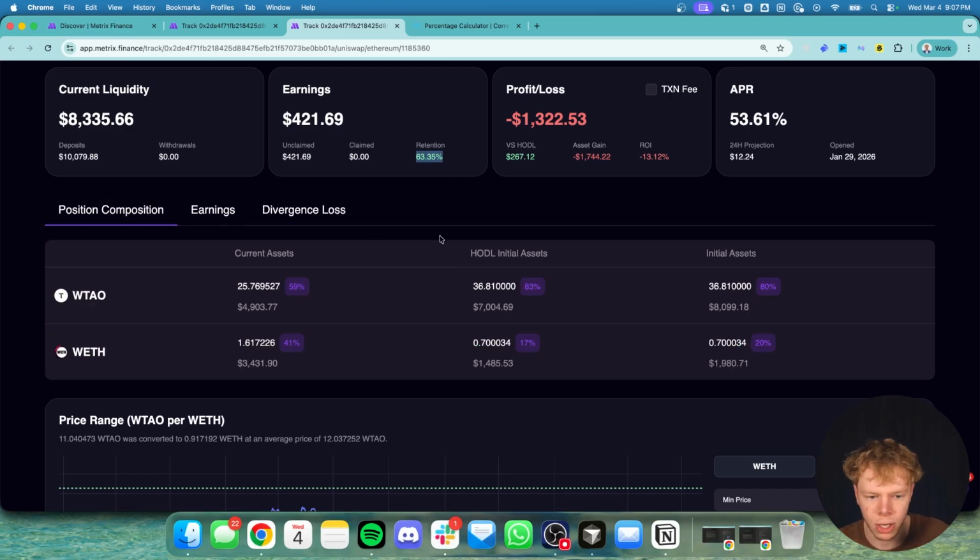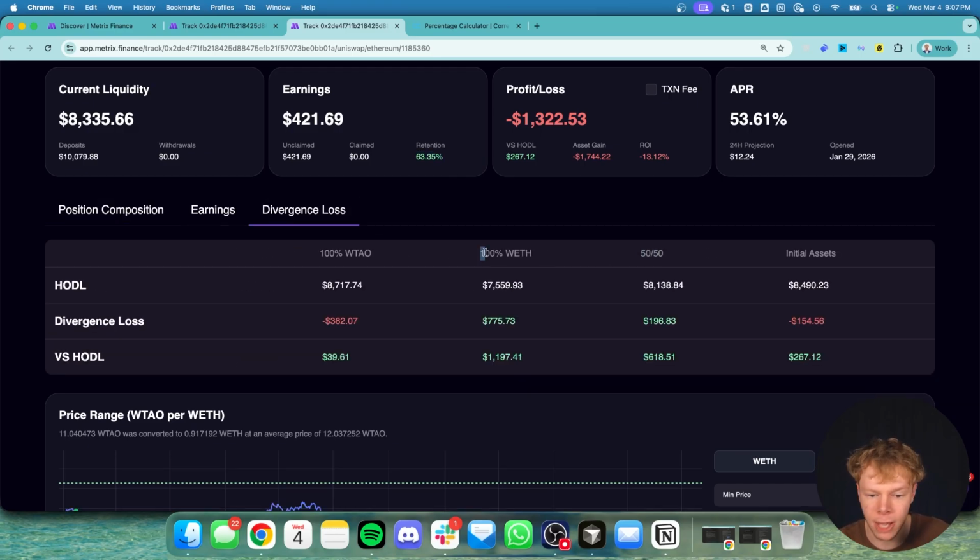Cool thing about Metrix is we also show you a couple different options as well. What if instead of 80-20, you held in 50-50? What if you held all your money in ETH? What if you held all your money in Tau? In this example, my pool is outperforming every single metric, which means I am definitely outperforming the market, which is my benchmark. That's what I want.